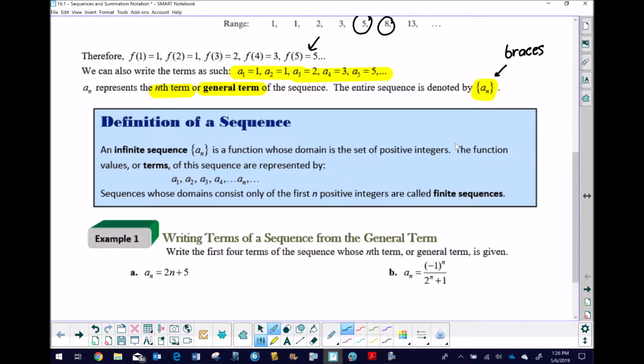All right. So here's our first definition. An infinite sequence is a function whose domain is the set of all positive integers. The function values or terms of the sequence are represented individually by a subscript 1, a subscript 2, on and on. Sequences whose domains consist only of the first n positive integers are called finite sequences. In other words, if you have a sequence that's going to stop because it's only going to go up to, say, 12 terms, we say that it's finite.